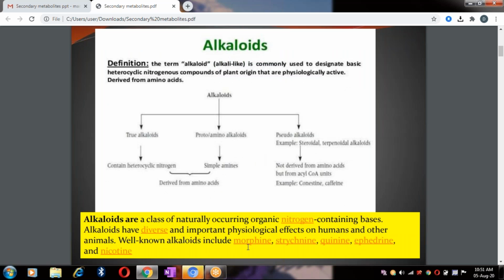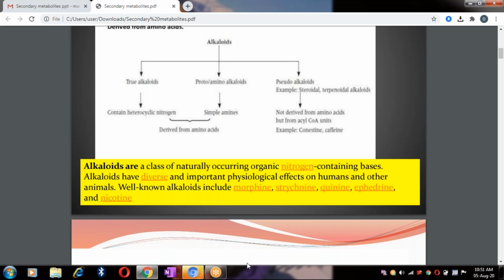So all these slides are over. What is volatile oil? How do you classify volatile oil?